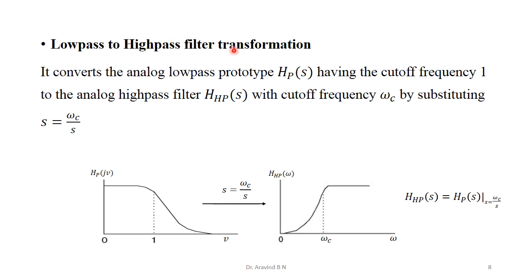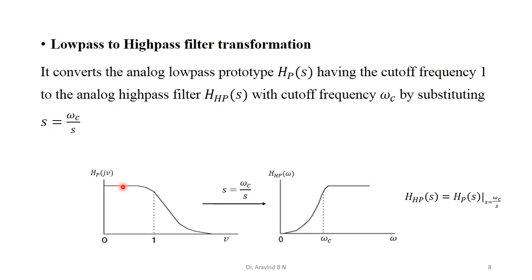Low pass to high pass filter transformation. The statement representation almost remains the same across all the 4 transformations. Only at the necessary points we are going to make changes. It converts the analog low pass prototype HP of S having the cutoff frequency 1 to the analog high pass filter HHP of S with cutoff frequency omega C, by substituting S is equal to omega C divided by S. So this is just an inversion of the low pass to low pass transformation.